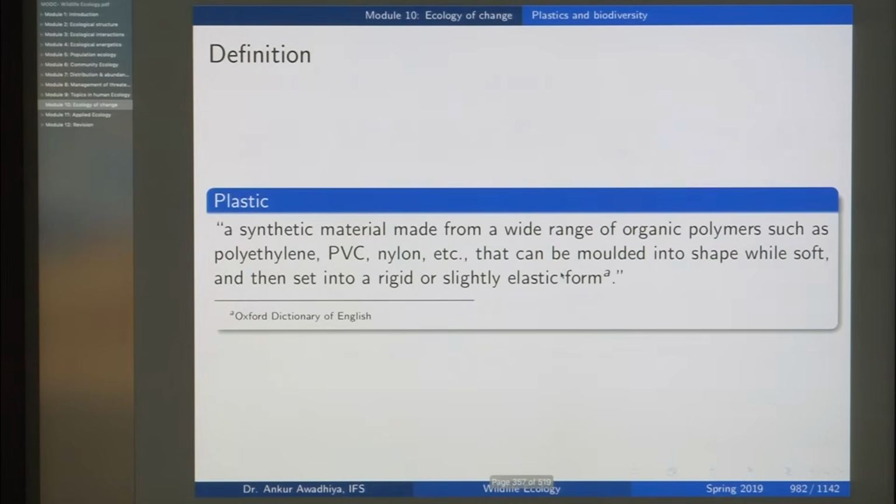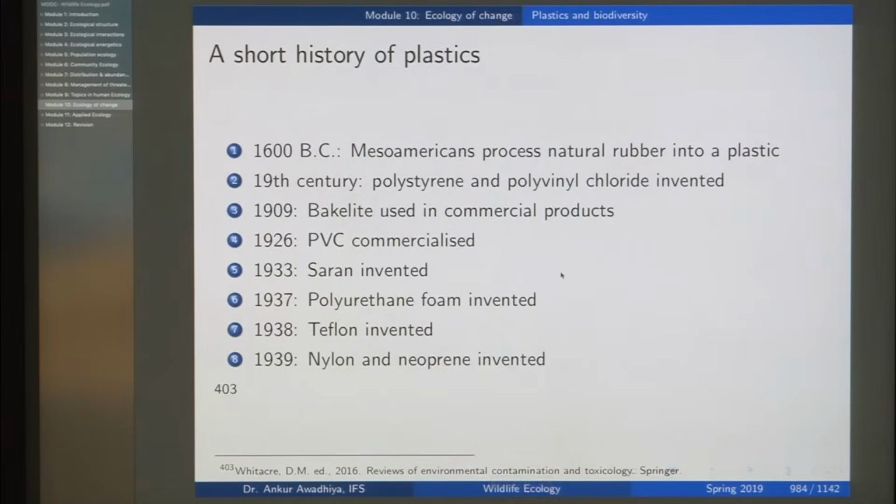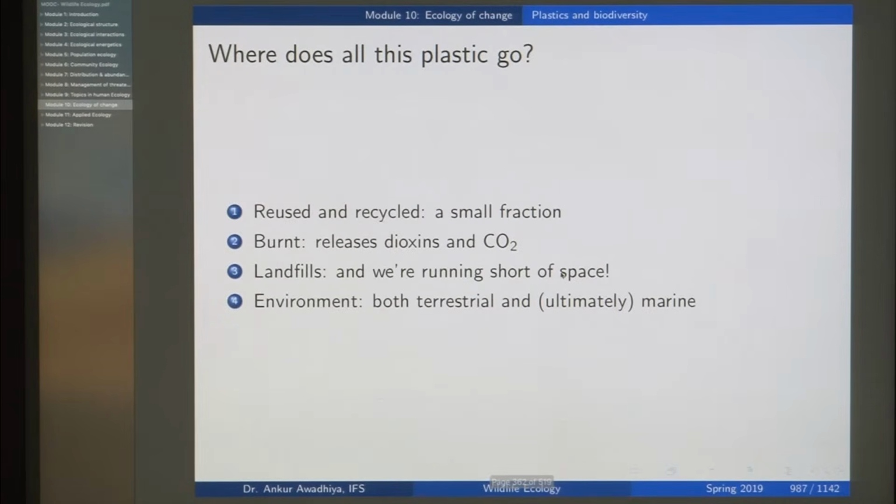Next, we looked at plastics and biodiversity. So, plastic is a synthetic material that is made from a wide range of organic polymers such as polyethylene, PVC, that is polyvinyl chloride, nylon, etc., that can be molded into shape when soft and then set into a rigid or slightly elastic form. So, plastics surround us, and we looked at a short history. It is as old as 1600 BC. The plastic production has been increasing with time, and a very small fraction has ever been recovered.